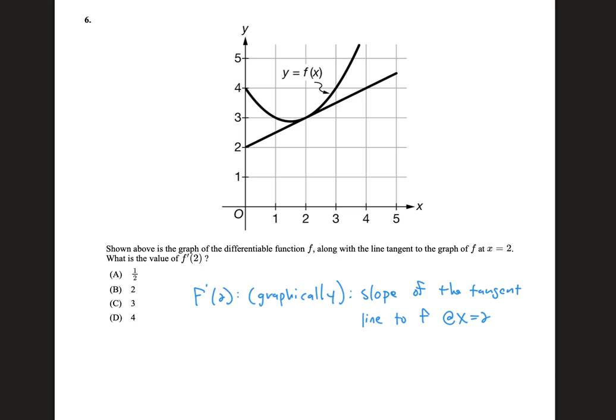So we look at the graph. When they ask us for this, they're really asking for this. So we want the slope of the tangent line. We have the tangent line at x equals 2, so we just need the slope of this line. And you could do it different ways. You could just do rise over run.